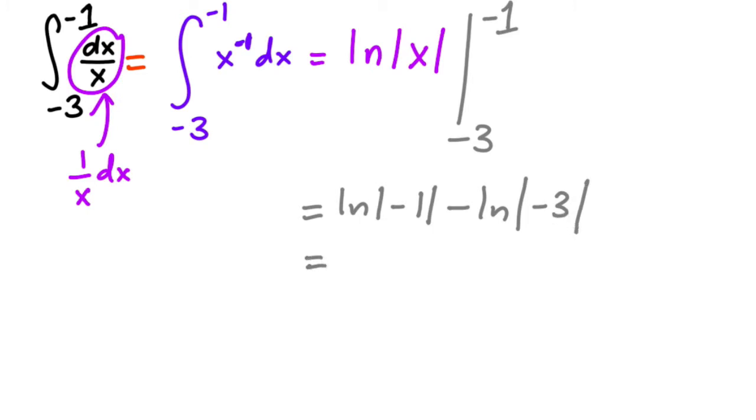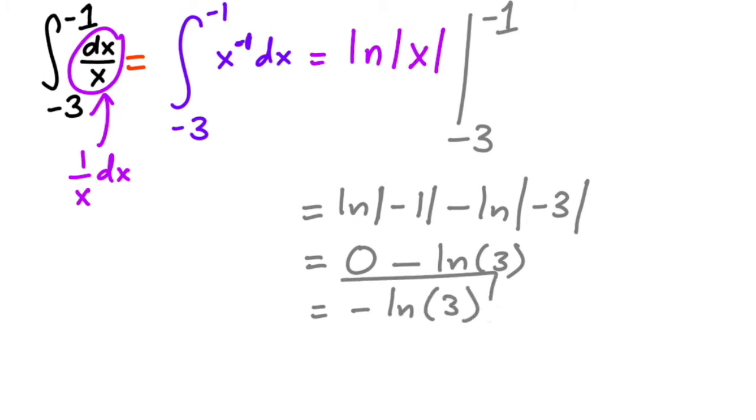And so this is just natural log of positive 1, which is 0, minus natural log of, well, that's just going to be positive 3. So we have negative natural log of 3.